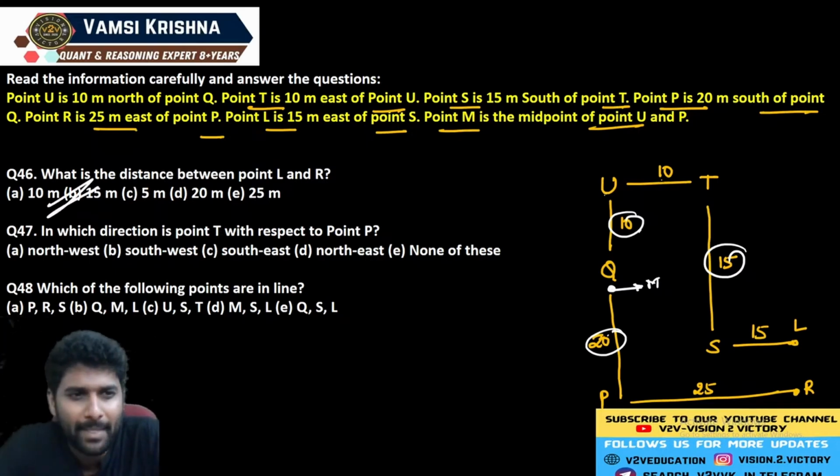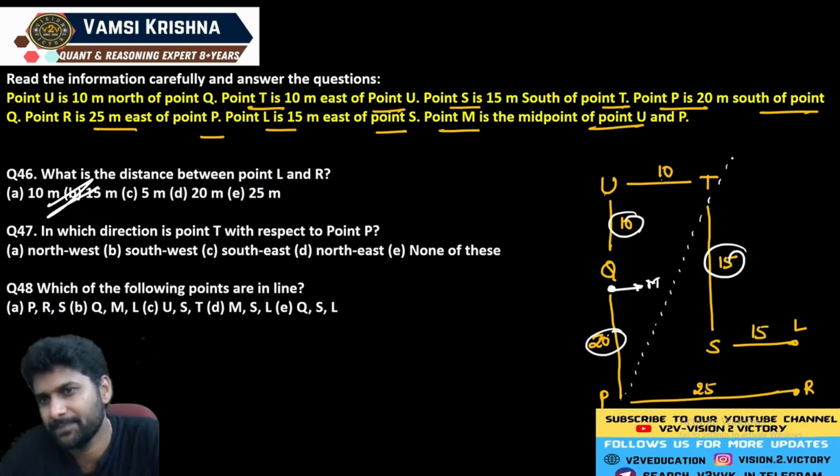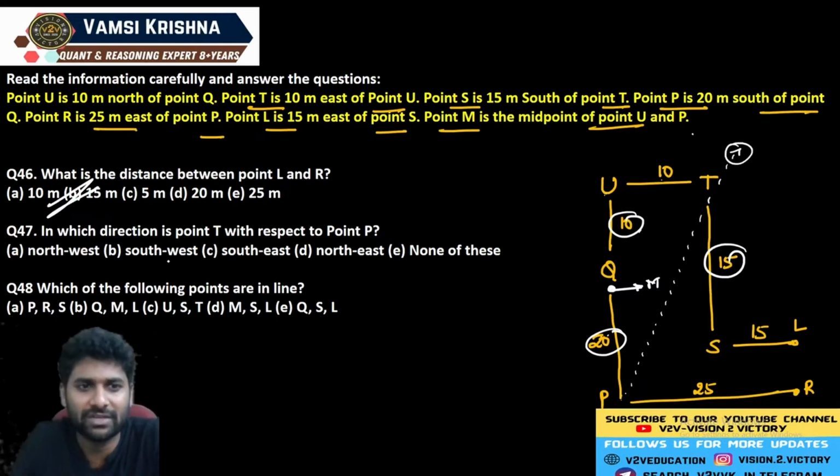Now, in which direction is T with respect to P? T with respect to P, guys. From P onwards, you have to represent towards T. Here the line is moving between north and east. It's northeast.